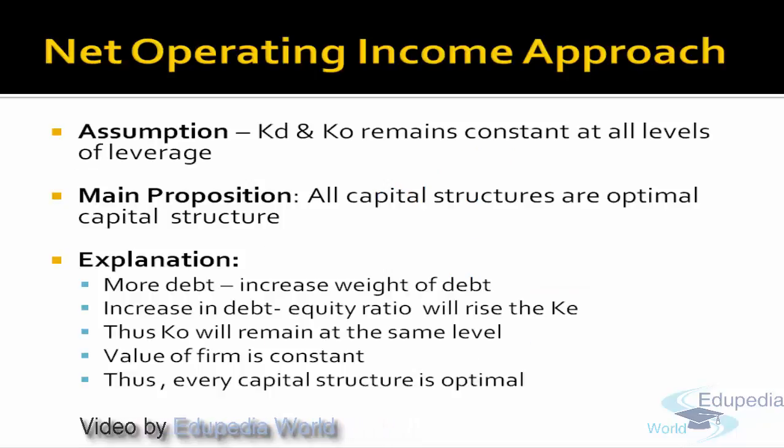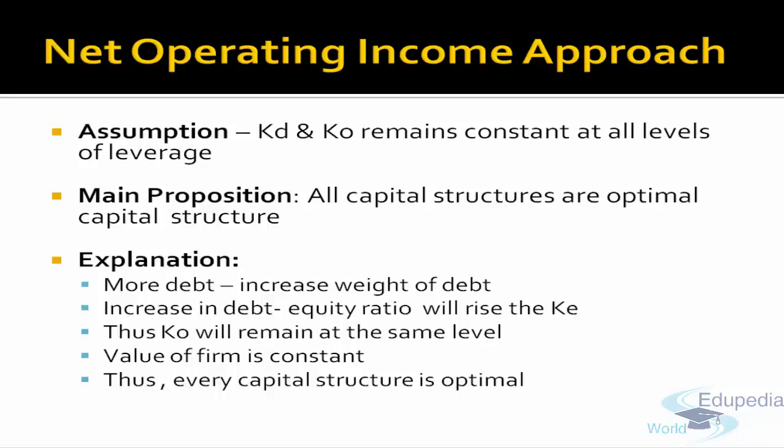Right. Now let's discuss the other approach, the net operating income approach. The proposition behind this is that all capital structures are optimal capital structure. There are two assumptions behind this proposition. One is the cost of debt is constant, and the other one, the overall cost of the company will remain constant. How is this so?